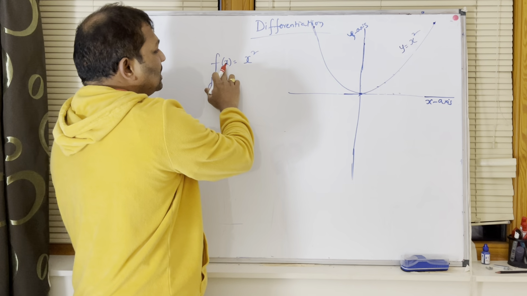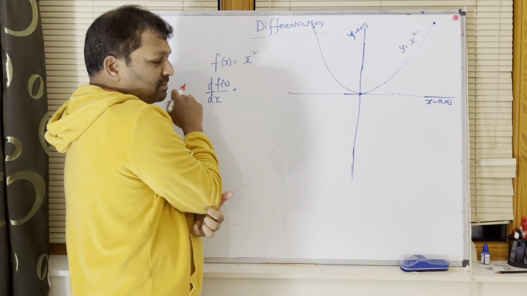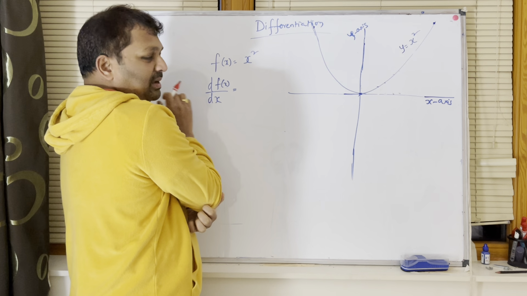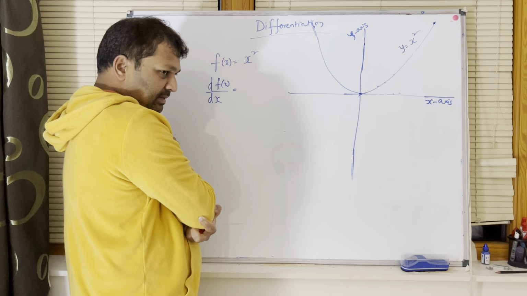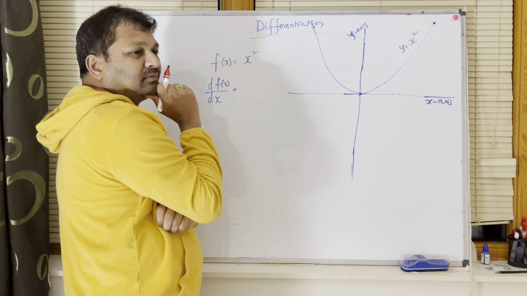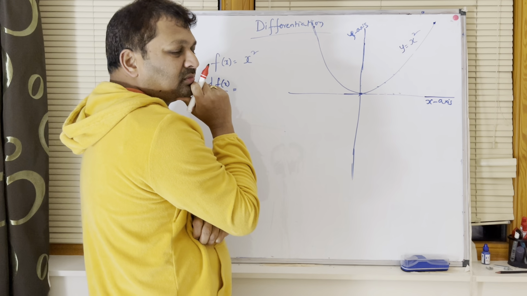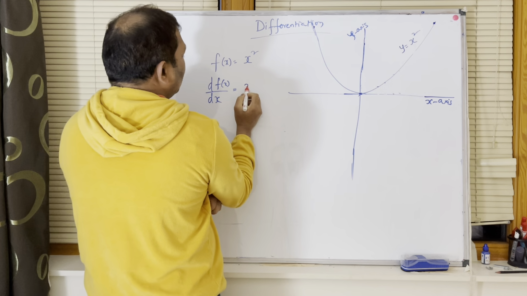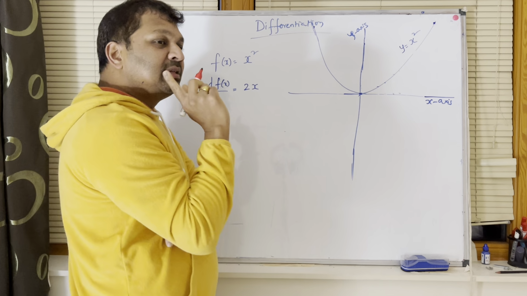If it is y, then we can say it is dy by dx, because it is d f of x by dx. Okay, now what is the differentiation of x square? 2x. Okay, so previously you got a fixed slope.